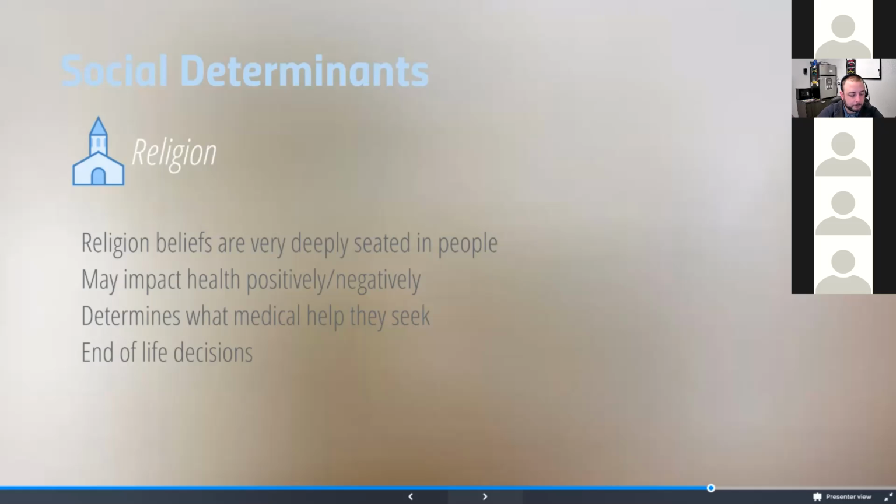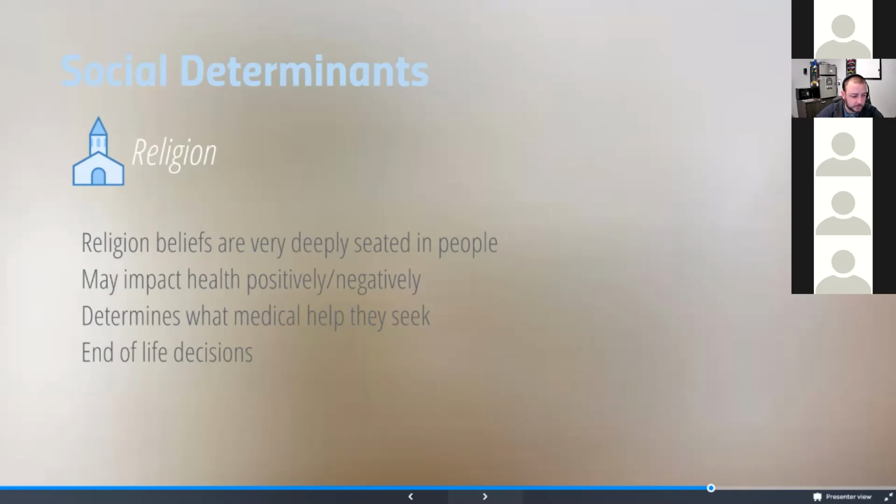Jehovah's Witness, thank you. Jehovah's Witnesses are all about blood transfusions. So there are some religious beliefs that we're never going to be able to change. But we need to identify those religious beliefs and then try to figure out if there are other ways that we can utilize that religion to help boost some of the other things in their decisions.